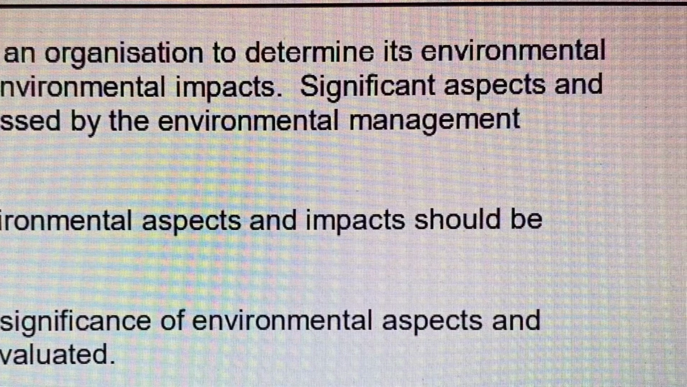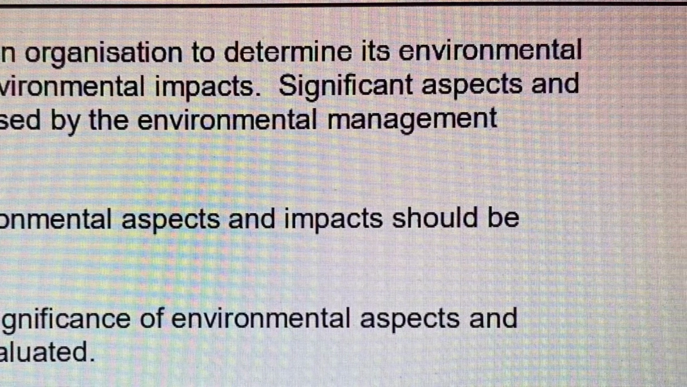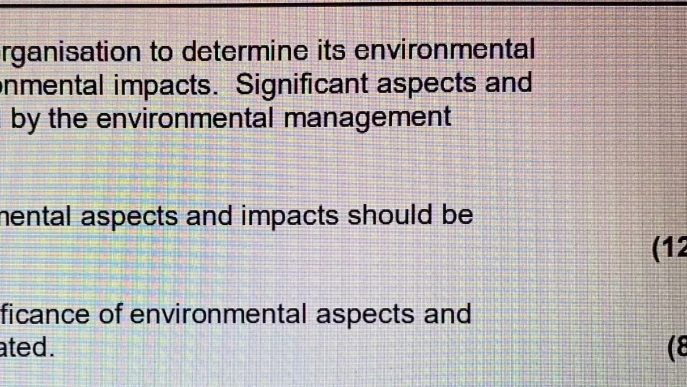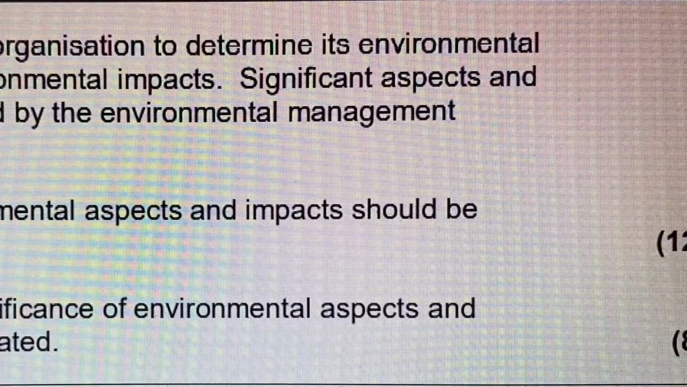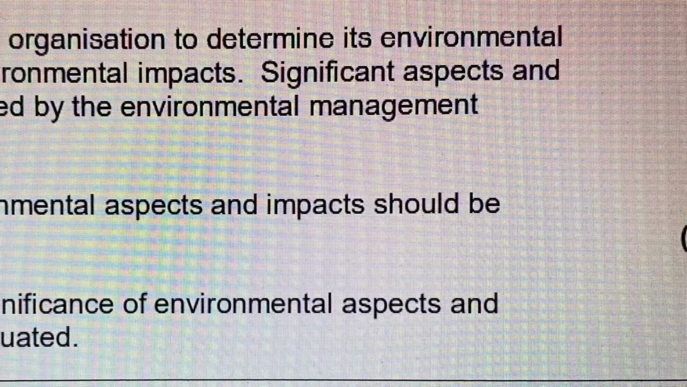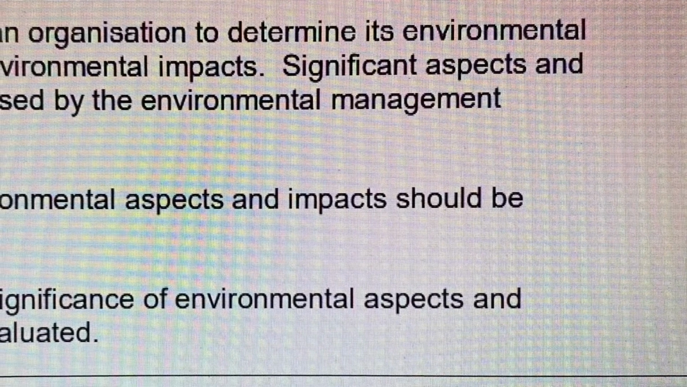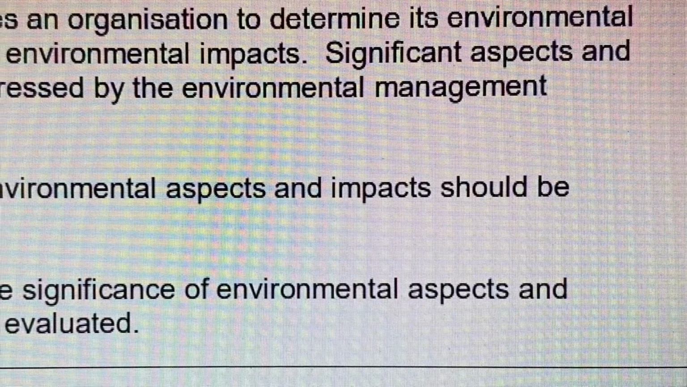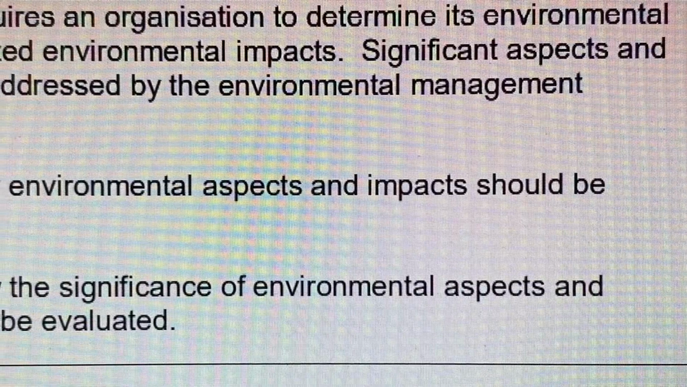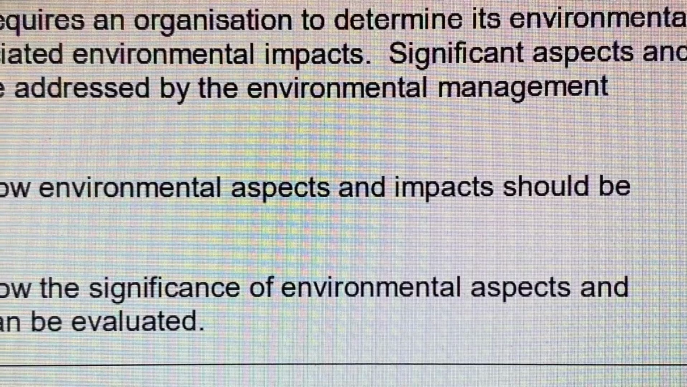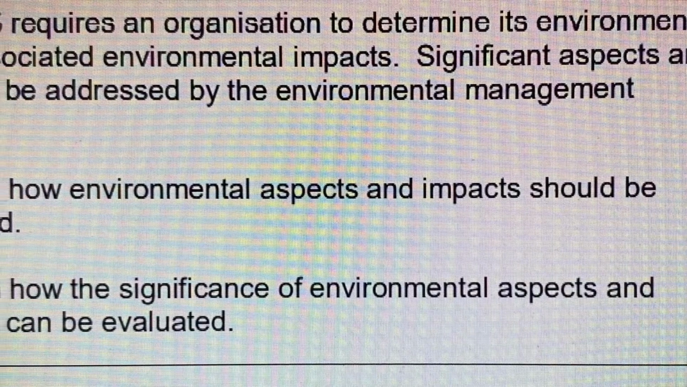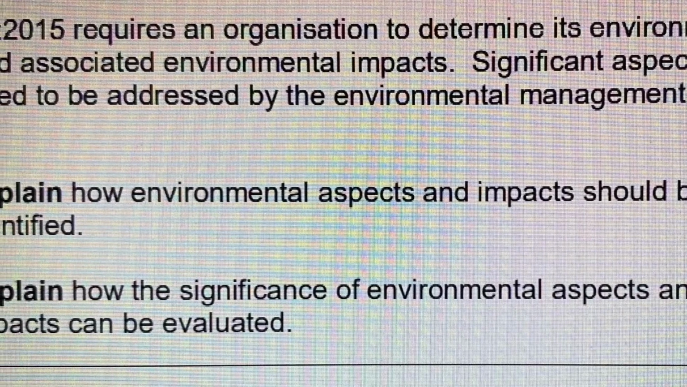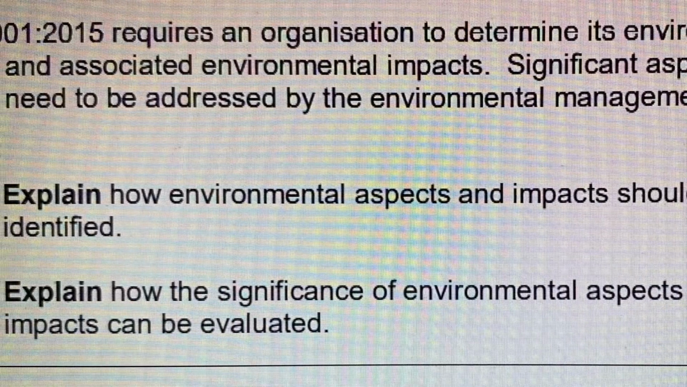So this is a big question. You can write many things on these two questions. But you need to explain how environmental aspects and impacts should be identified. As I explained, you can identify them by analyzing the processes, procedures, activities, resources and the stakeholders involved. You need to analyze all these things, whatever I have mentioned, and write each point for the 12 marks.